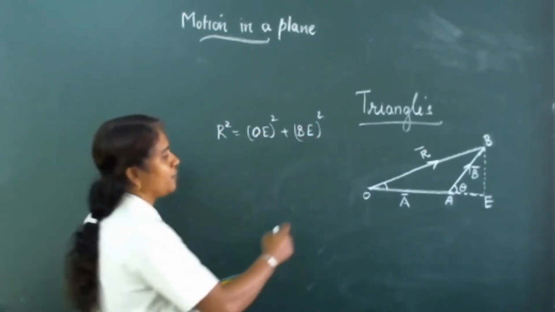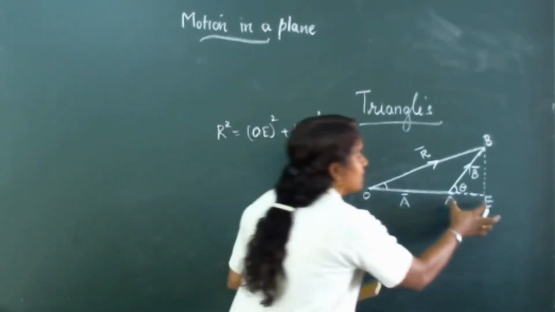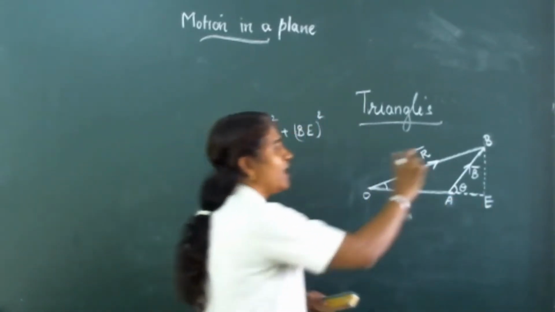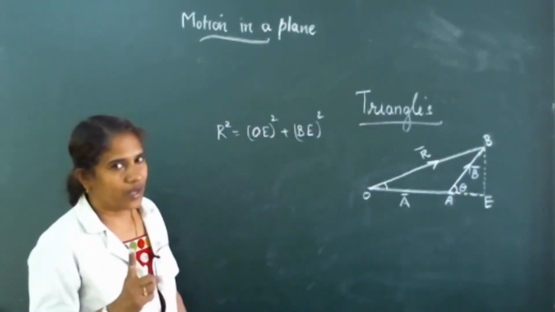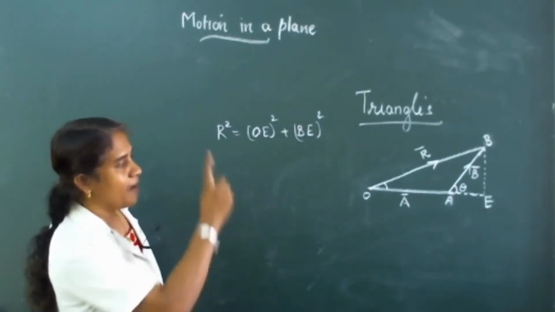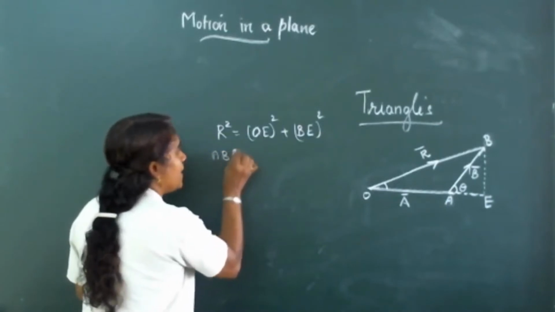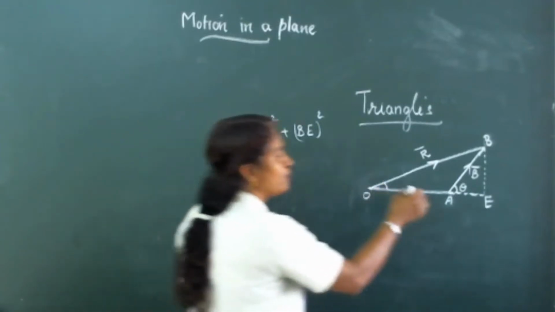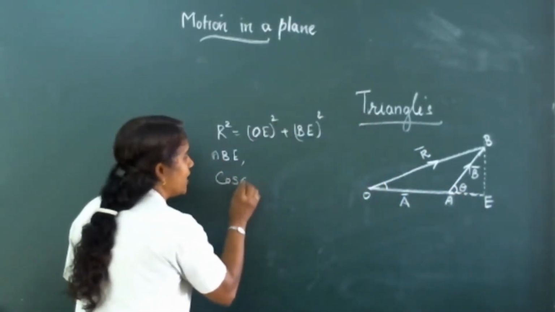Right? In order to find OE, OA is A, but AE we have to find out. Similarly, the altitude BE we also have to find out. For that, let us consider the triangle ABE. From the triangle ABE, since we know the angle theta, in order to find the adjacent side of theta, let us find cos theta there.